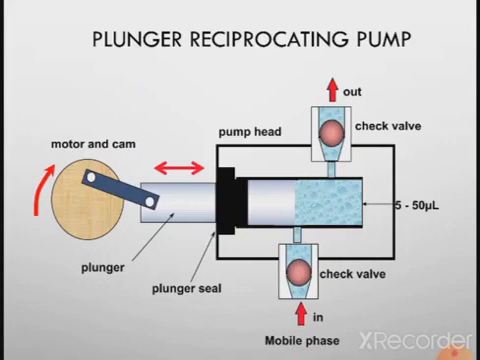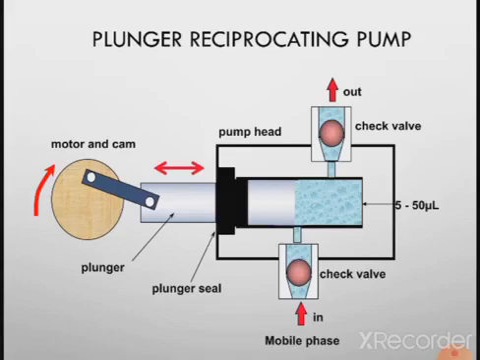As in this diagram, this is the piston, this is the reciprocating pump. In that reciprocating pump, the motor is driving a camshaft, and this camshaft is driving the piston.